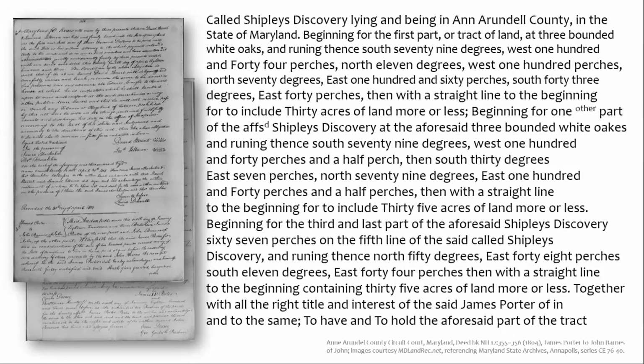And it goes on for a while. Why? Because there are 3 properties, and there are detailed descriptions of all the calls and corners for each line of the property. That's where you see things like directions for 44 perches, north 11 degrees, west 100 perches, and things like that. But also, not every state land state does this, but in Maryland, the people tend to name their property tracts. This deed refers to the land being sold as part of what was originally a larger tract called Shipley's Discovery.